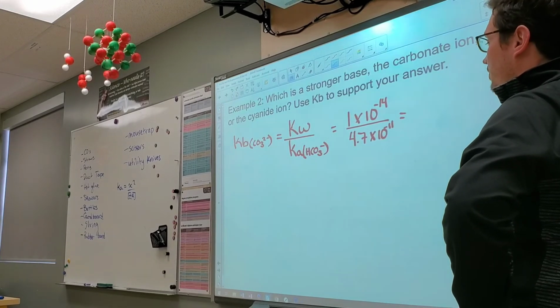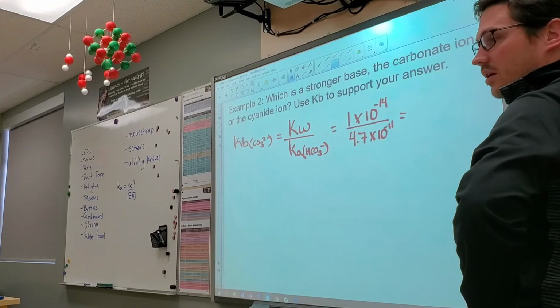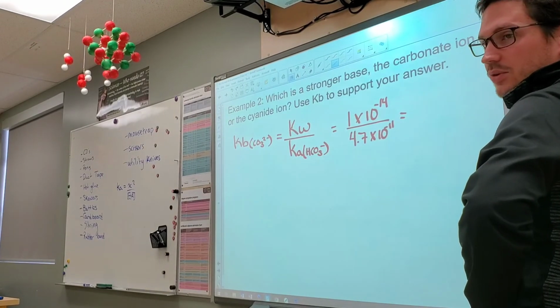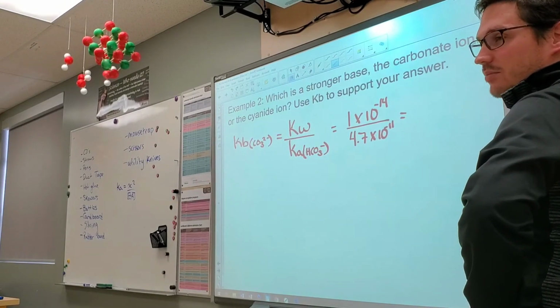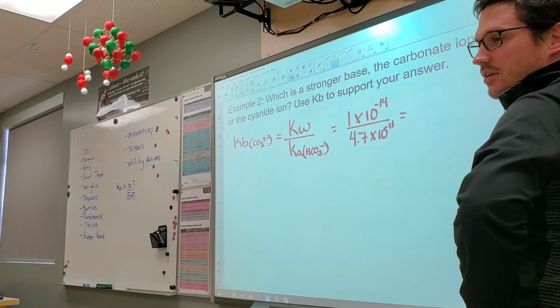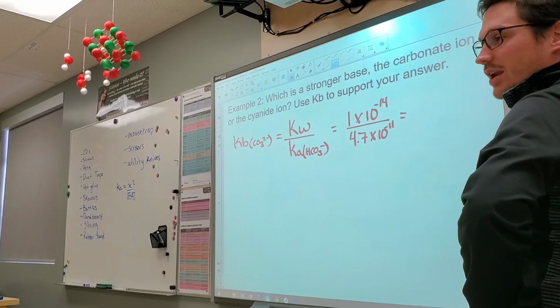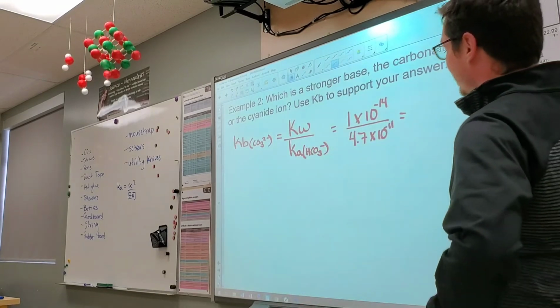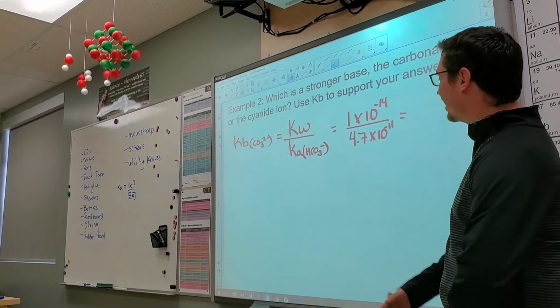2.1 or 2.2 times 10 to the negative 4. How are you doing that? What do you mean, how am I doing that? I'm dividing two numbers. I'm taking one number and dividing another number. Sorry, I'm being facetious. I know that this is difficult, right? No, I get this. I get it.